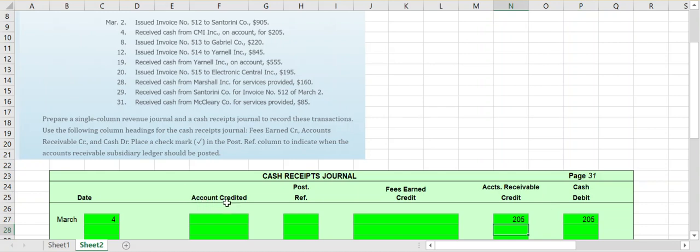Go over here, account credited. We have two columns that have credits, either fees earned or accounts receivable. Accounts receivable is the one this transaction is affecting. So we want to know whose accounts receivable is being affected, and that's CMI Inc. Always ask yourself the question, does this transaction affect accounts receivable or accounts payable? Yes, it affects accounts receivable. If it does, we'd have to go to our accounts receivable subsidiary ledger, and we post that check mark to indicate that we have posted this transaction to the accounts receivable subsidiary ledger.